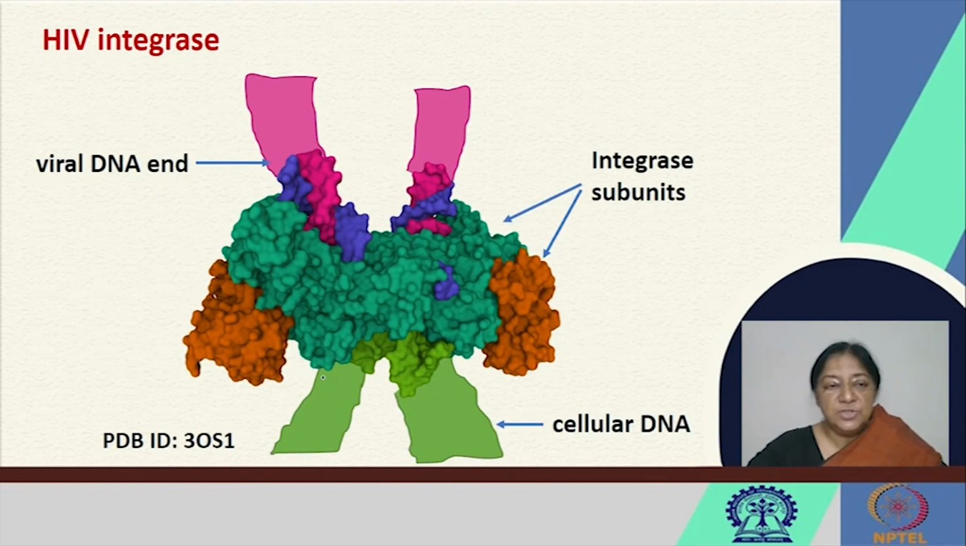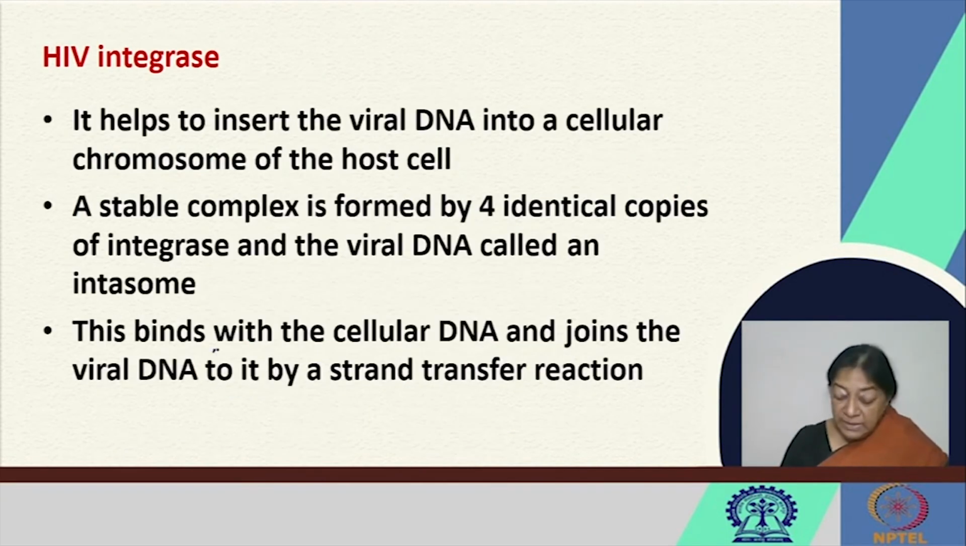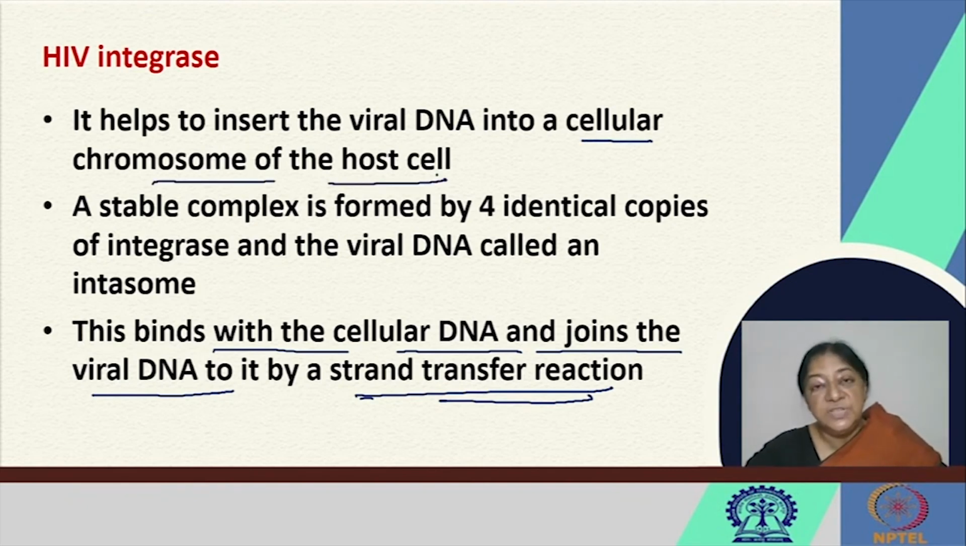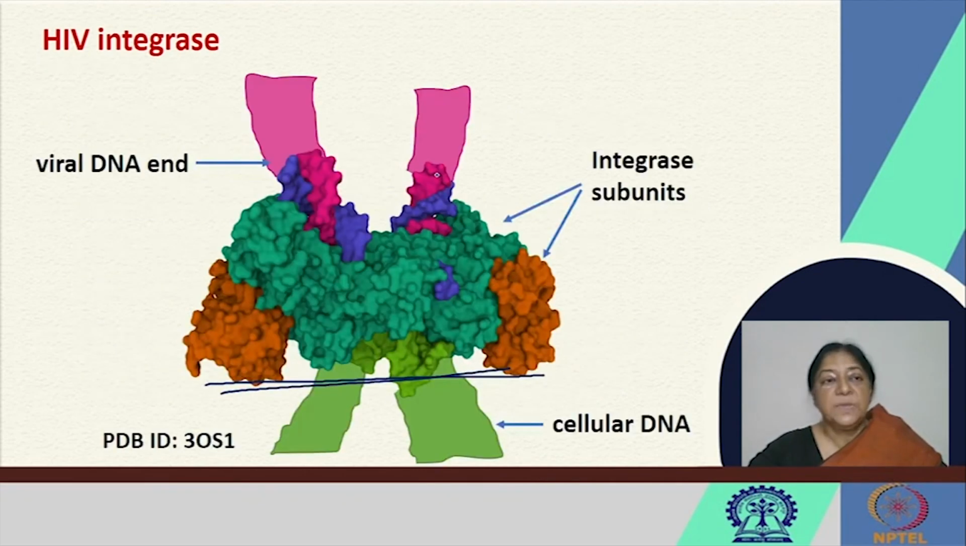So this is the structure of what it looks like, the HIV integrase. There is a viral DNA end and a cellular DNA, and these integrase subunits will allow the binding of the cellular DNA that joins the viral DNA by a specific strand transfer reaction that will then be put into the host cell, and then this insertion into the cellular chromosome of the host cell, the machinery takeover in that cell to produce more copies of it.